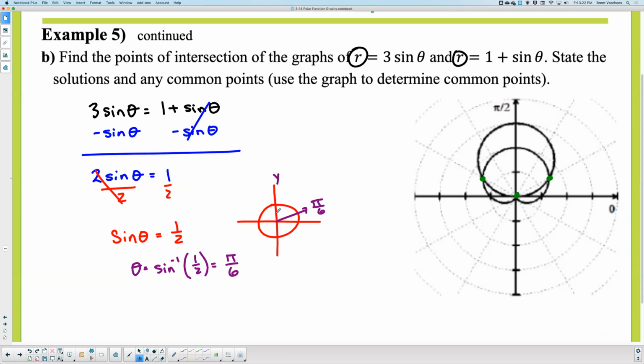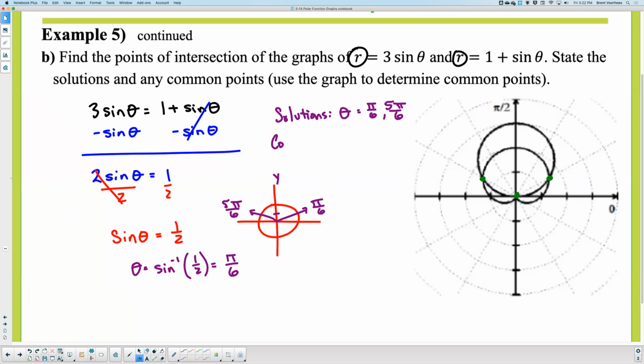That's not the only place sine is 1/2. You also have sine of 1/2 over here at this pi over 6, which is 5 pi over 6. So our solutions are theta equals pi over 6 and 5 pi over 6. Those are our solutions. That's the thetas at work.